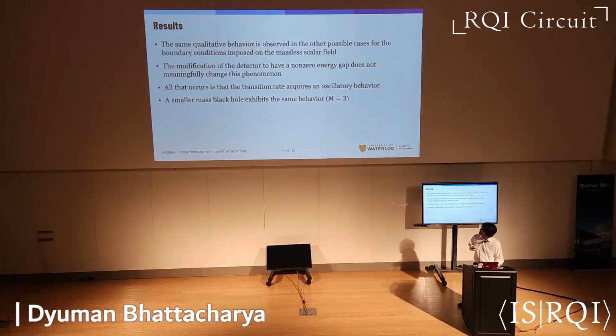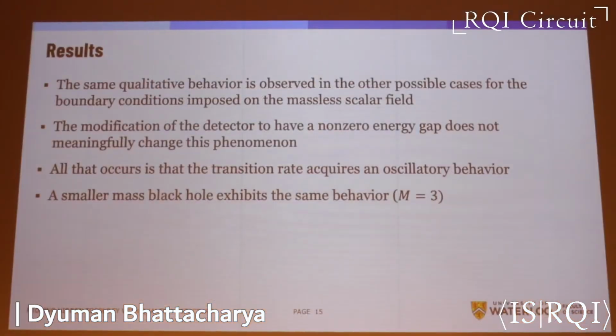The modification of the detector to have a non-zero energy gap also does not change this phenomenon meaningfully. As you might expect, all that occurs is that the transition rate acquires an oscillatory behavior, and a smaller mass black hole exhibits the same behavior. This has been checked to thousands of image terms, which, while by no means definitive, is very strong numerical evidence that this is a real distinguishing feature of these two geons.